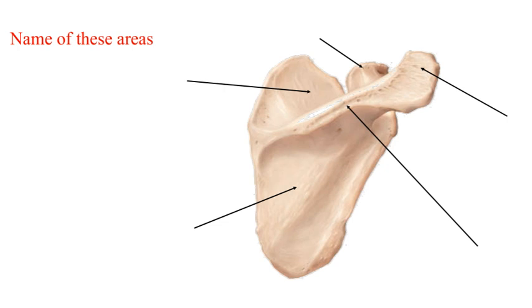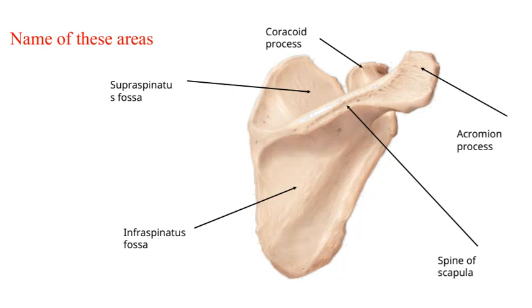Let's take a closer look at some key features of the scapula, starting with the coracoid process. This is a small, hook-like structure that projects anteriorly and serves as an important attachment point for muscles and ligaments. Moving on, we have the acromion process, which extends laterally from the spine of the scapula and forms the highest point of the shoulder. It plays a crucial role in shoulder movement and stability.